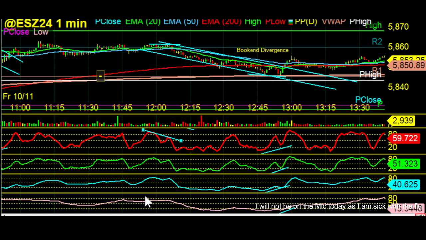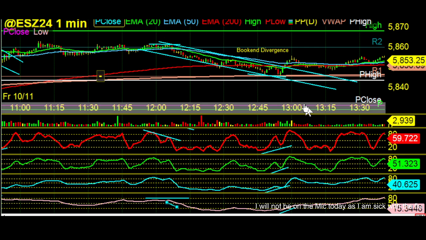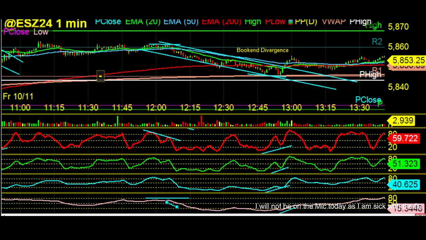If this is under the 80 and you have that divergence, and this is under the 80 line and we start to turn over and this starts to move down, there's a much better chance that this is going to be a longer trade to the downside.